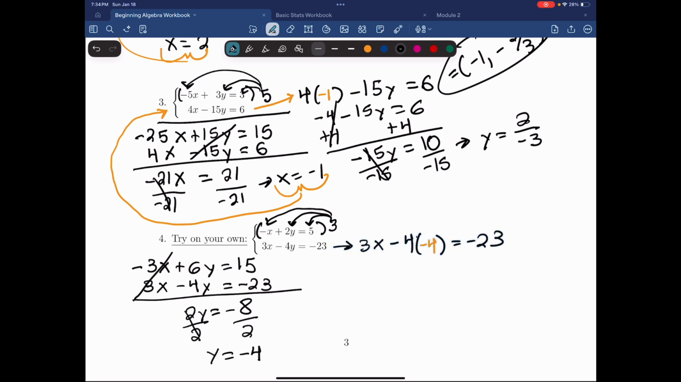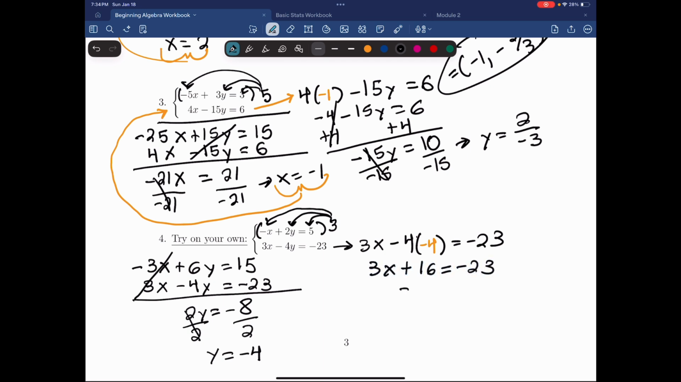Now to solve for x, I'm going to start off by simplifying this. So we have 4 times negative 4, which is negative 16. So you'd get 3x minus negative 16. And recall, whenever we subtract a negative, our sign changes to addition. So we're going to get 3x plus 16 equals negative 23.